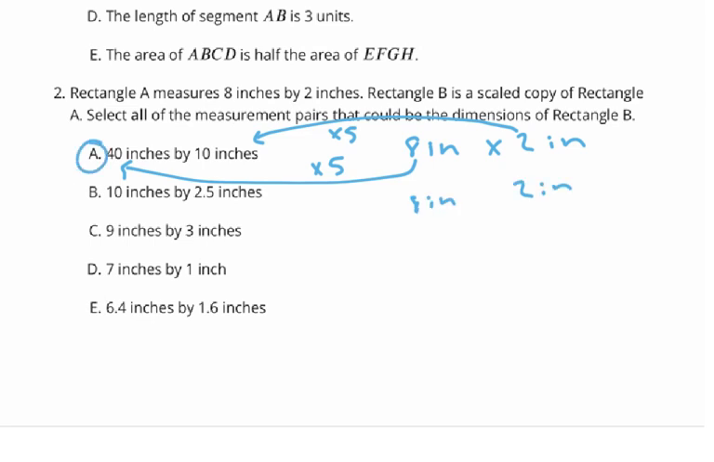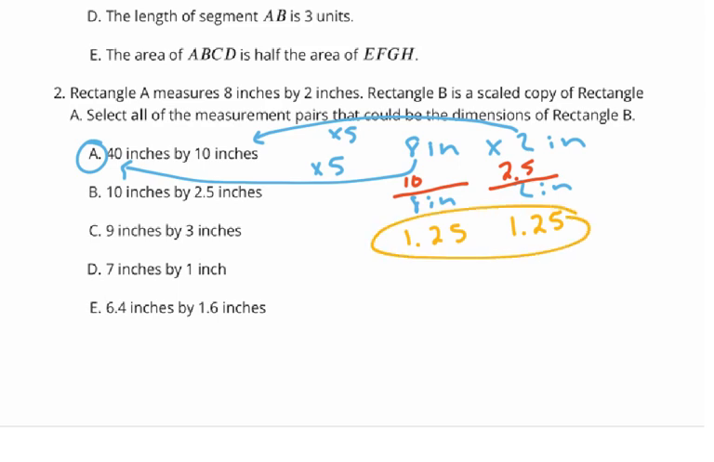But I'm going to have to use a different strategy for B because I'm not sure what I can multiply 8 by to get to 10. So I'm going to need to kind of do the opposite of that, and I can do 10 divided by 8, and then 2.5 divided by 2. And I want to see what answers I get when I do that. So when I use my calculator to do 10 divided by 8, I get 1.25. And then when I do 2.5 divided by 2, I also get 1.25. So I know that they use the same number to multiply, so the scale factor is 1.25, and B is also a correct answer. I'm going to have to use that same strategy on C, D, and E because at this point, my multiplication facts aren't going to give me these numbers.